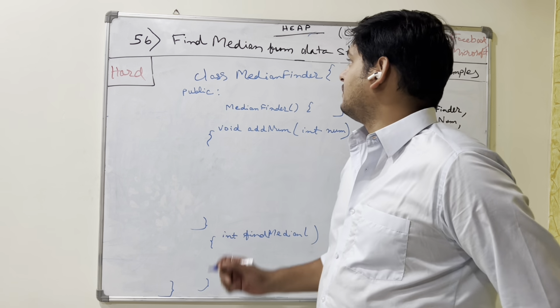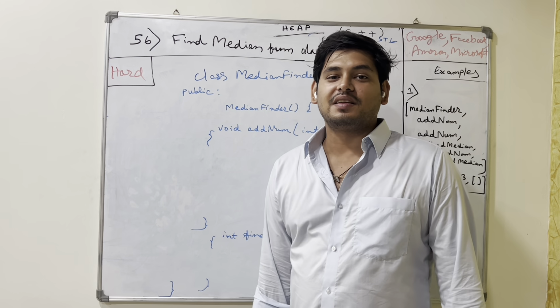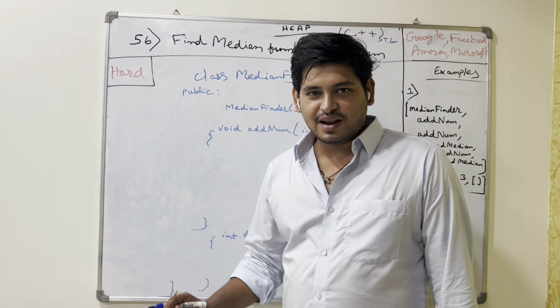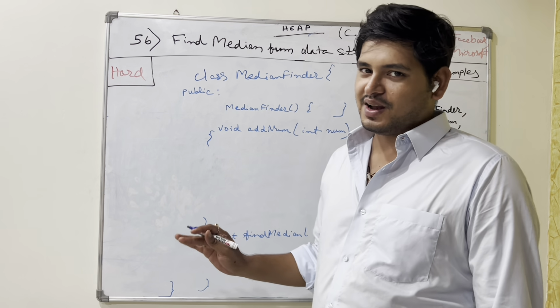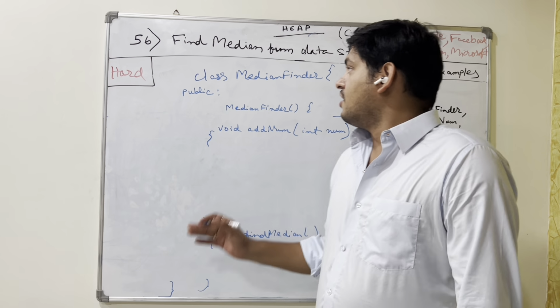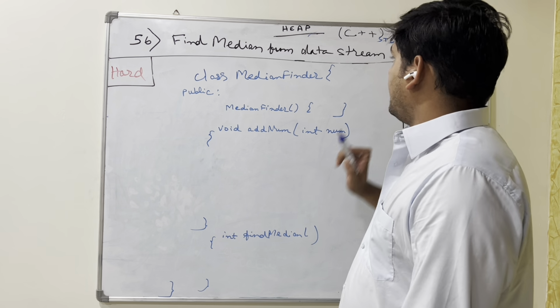Today we are going to solve the 56th question of the problem solving series and the fourth and the last question of heap data structure. The difficulty level for this question is hard and this question has been asked in Google, Facebook, Amazon, Microsoft and multiple companies. So, find median from data stream.